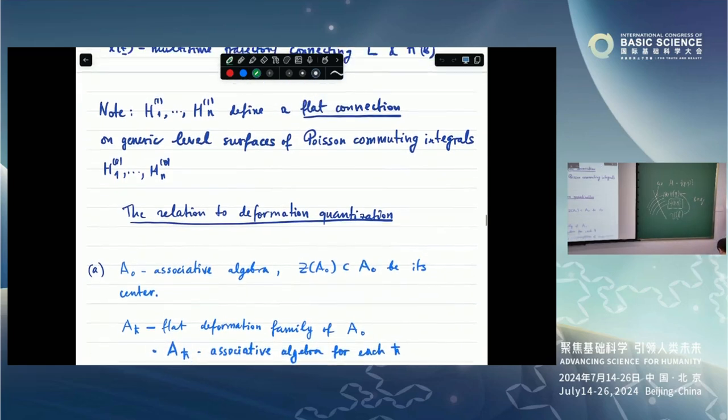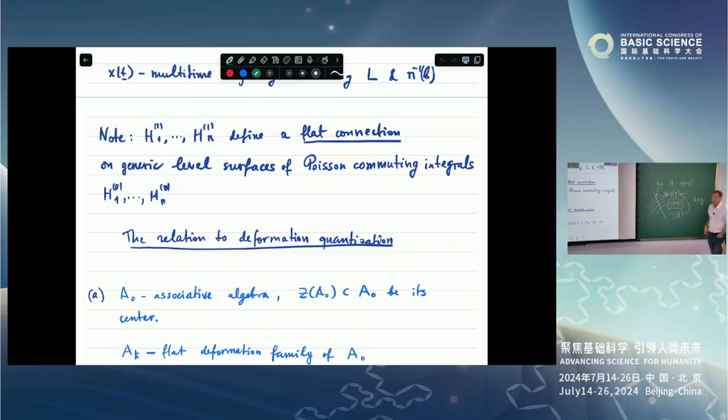Okay, any questions about this setup? So far it's just a rock that falls from the sky, but I didn't explain any relations to anything that we know.